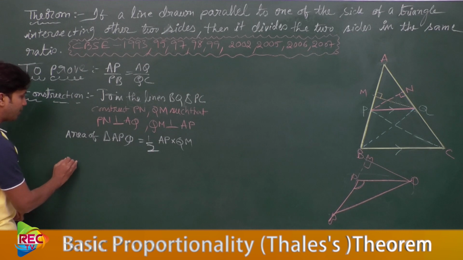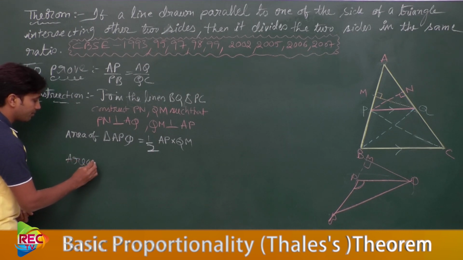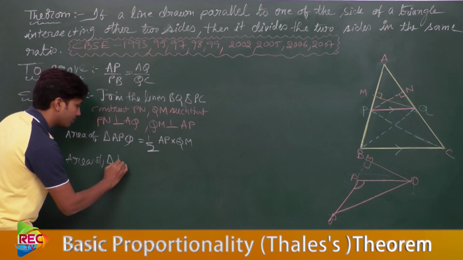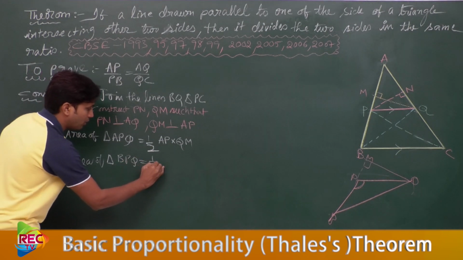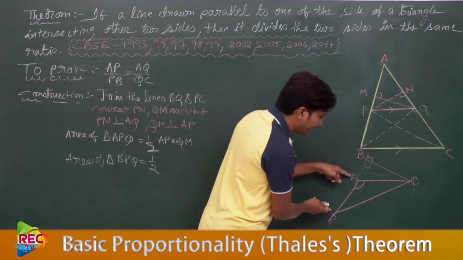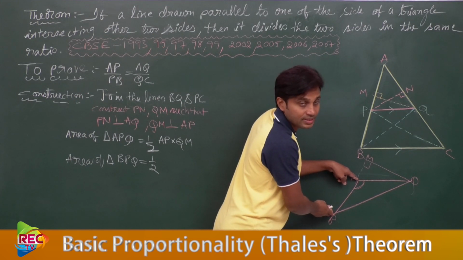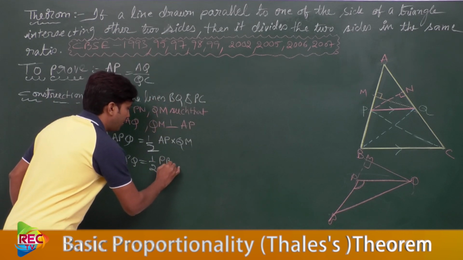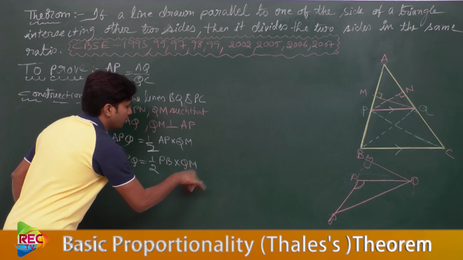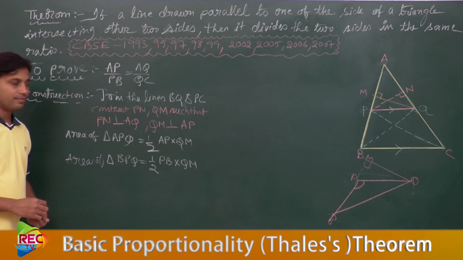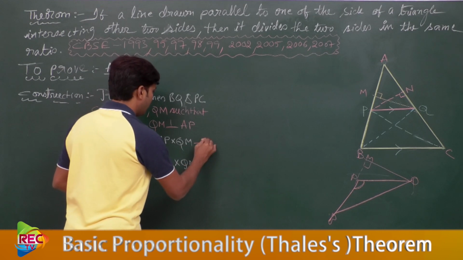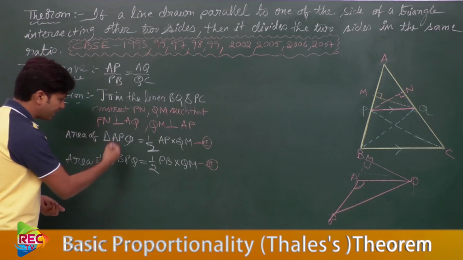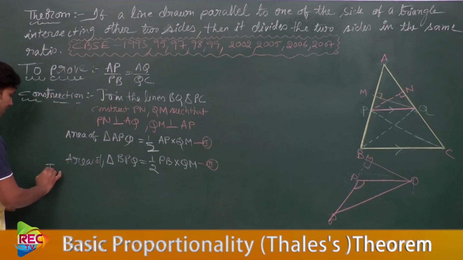So here we can find the area of triangle BPQ equal to half base. We considered here PB as the base and the height as QM. Half into PB into height QM. Now let's take the ratio of both of them. Consider this as condition 1 and condition 2. Now take the ratio of them, condition 1 divided by condition 2.